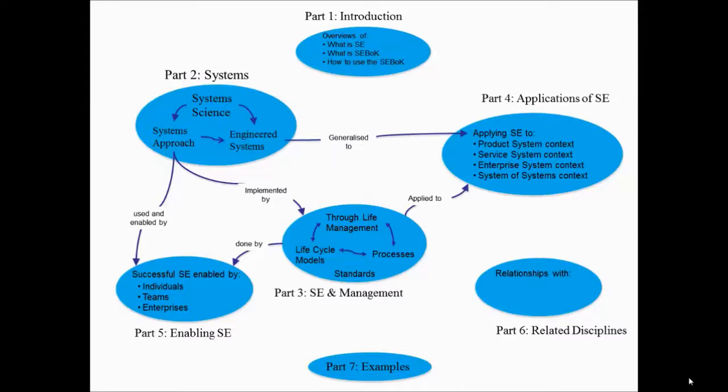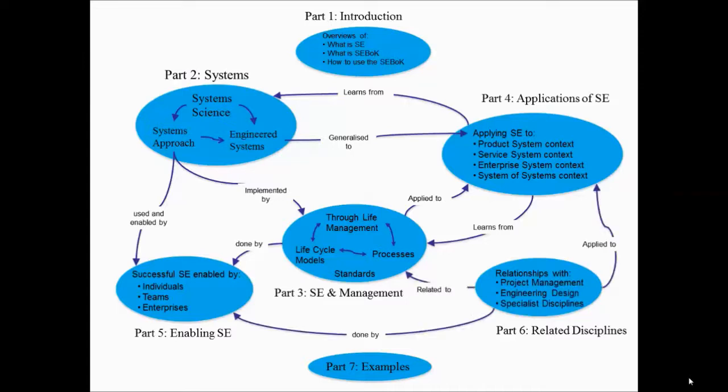Part 4 generalises engineered system to product, service, enterprise and system-of-system applications. It covers how systems engineering is applied in these domain-independent contexts. New systems engineering and system science knowledge often comes from what we learn from the application of systems engineering to these domains. Part 6 covers relationships with project management, other design disciplines, and specialisms such as safety, security, human systems, etc. Part 7 gives a guide to published systems engineering case studies and provides links from these to relevant SEBoK content.